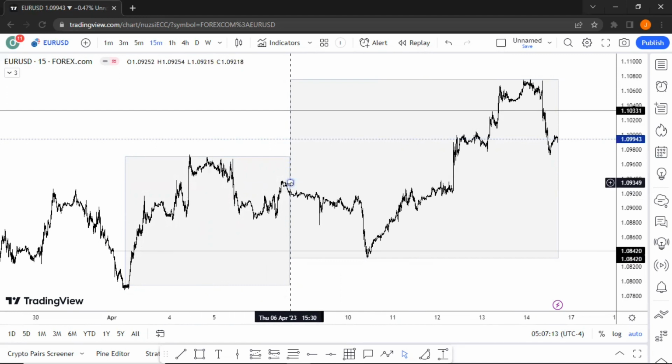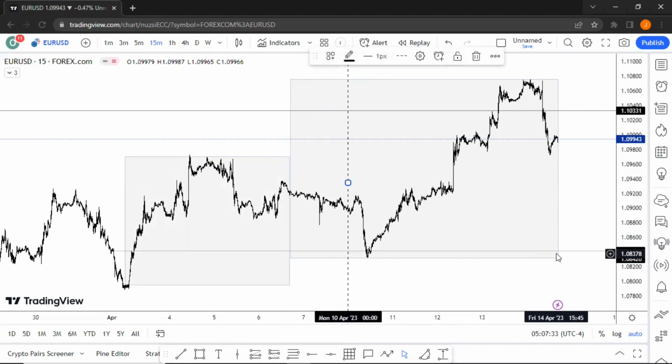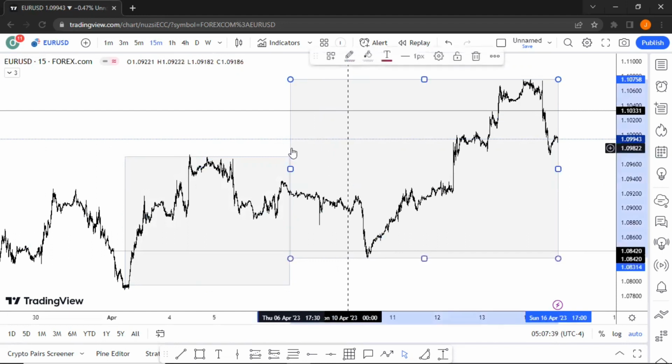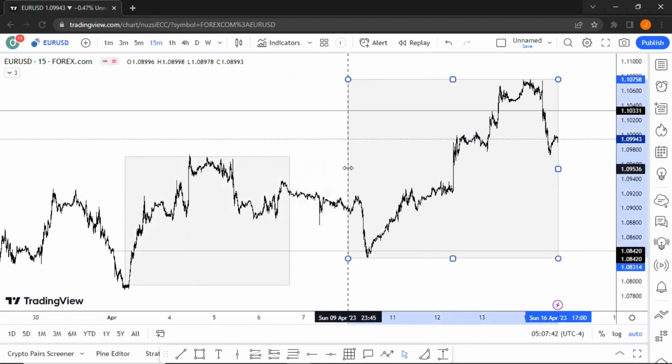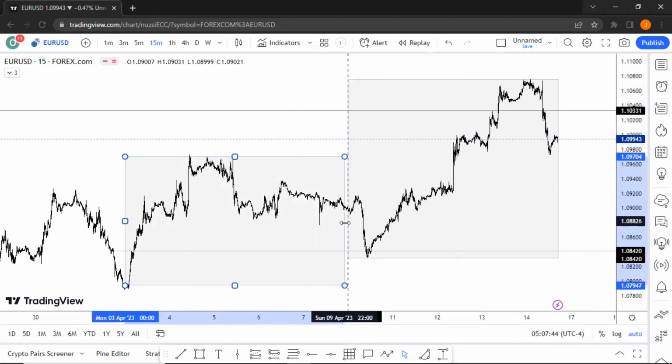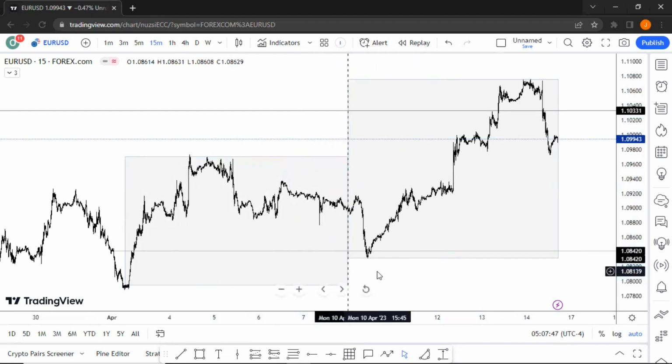So here we are, Friday's price action. Let me mark that properly where the next week started from. Monday the 12th, Monday through this session. Right there, this is where Monday started from. So this is the start of Monday and this is the end of the previous week. This is where we want to study. Now look at Monday's price action.